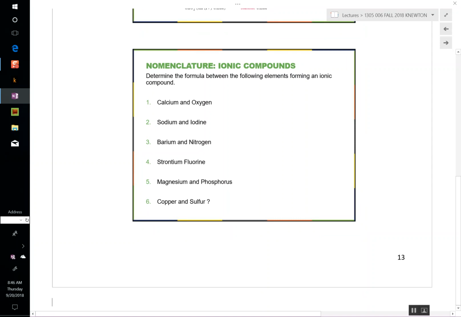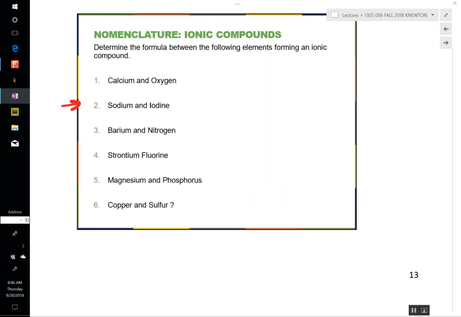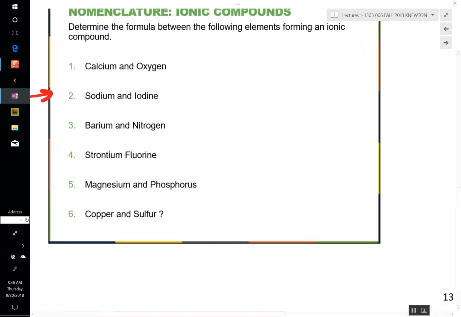So let's take this one, sodium and iodine. Determine the formula between the following elements forming an ionic compound. To do this, we would come over here and say, okay, sodium, what is the charge on the sodium ion? Not the electronegativity. What is its charge when it forms an ion? It loses 1 electron, plus 1.